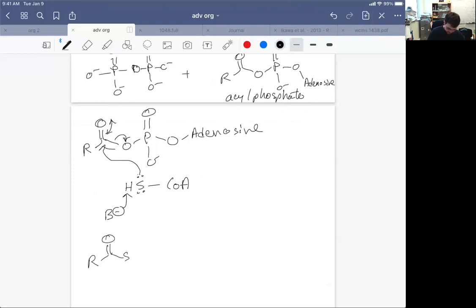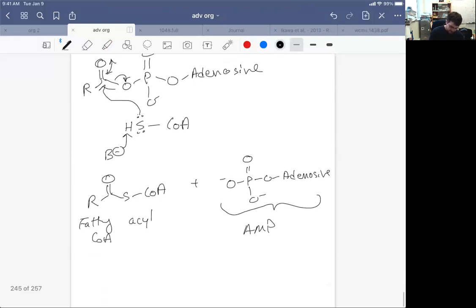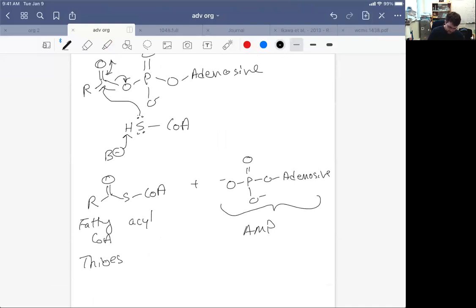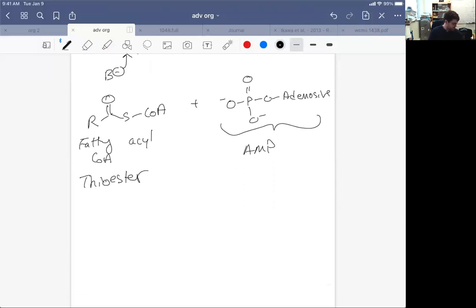And that's going to make a thioester. And now we have adenosine monophosphate, or AMP. So now this is a fatty acyl-CoA, and this is a thioester. Thioesters have sulfur instead of oxygen, and they're much more reactive than the corresponding oxoester, especially towards some of the nucleophiles we'll typically see floating around in biology.